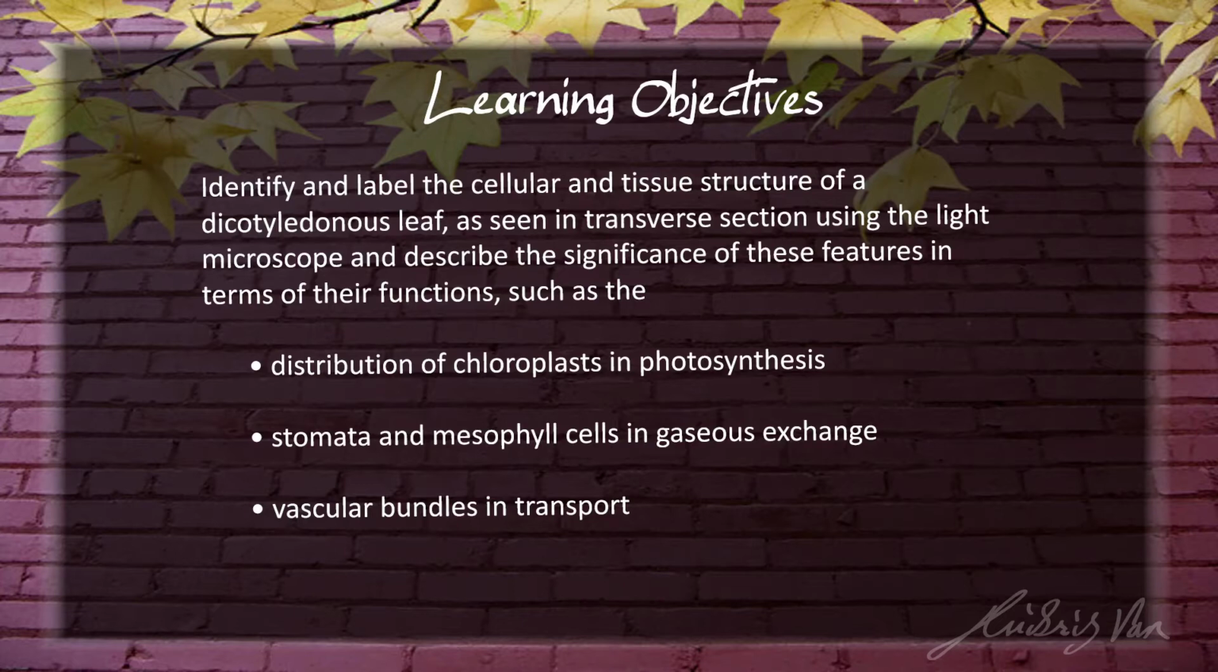Besides being able to identify and label the structure, you should also be able to describe the significance of this feature in terms of distribution of chloroplasts. That means you should be able to identify which part of the leaf has chloroplasts, and which part is the stomata as well as mesophyll cells, why they are important for gas exchange, as well as the vascular bundle. But this vascular bundle is more for the next chapter. Basically, this vascular bundle is a fancy way of saying your xylem as well as your phloem.